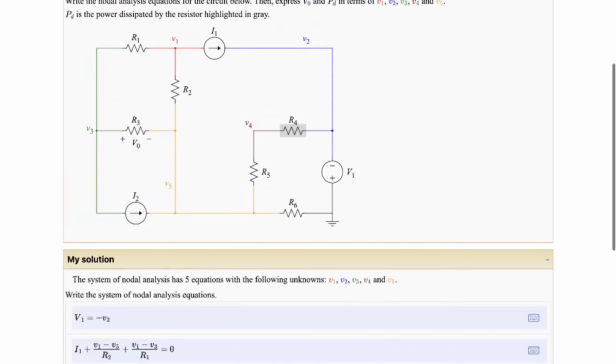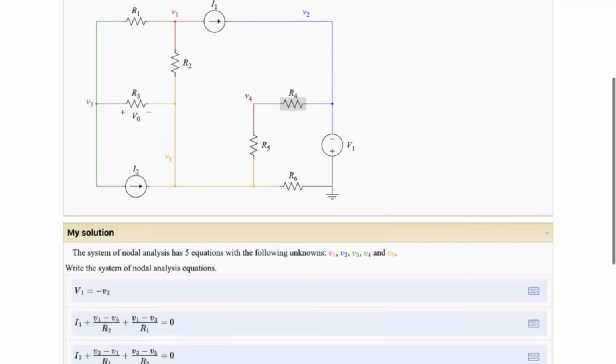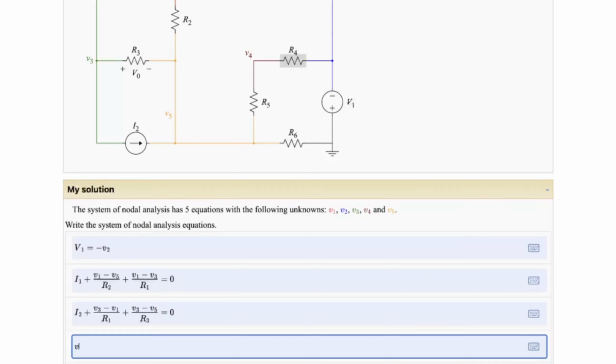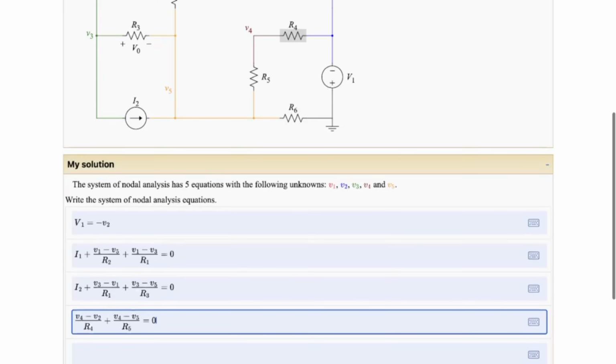Let's move on to V4, which is kind of in the middle there on the right. Let's find the current going from V4 to V2 over the R4 resistor. So it's going to be V4 minus V2 over R4. We're going to add that with the current going from V4 to V5 over R5. So same thing, V4 minus V5 over R5. And that's it for that node.